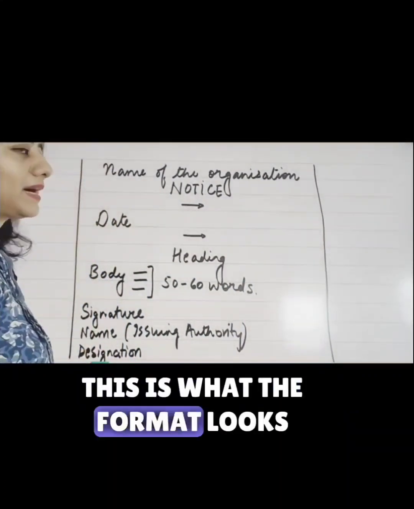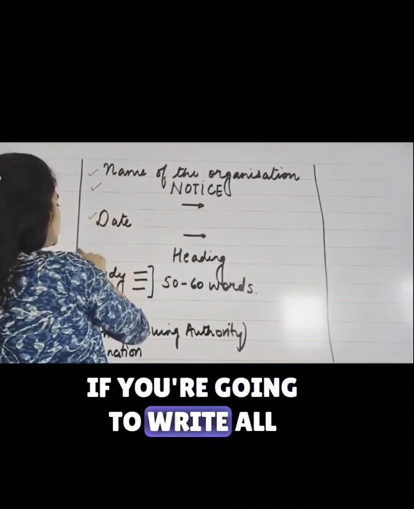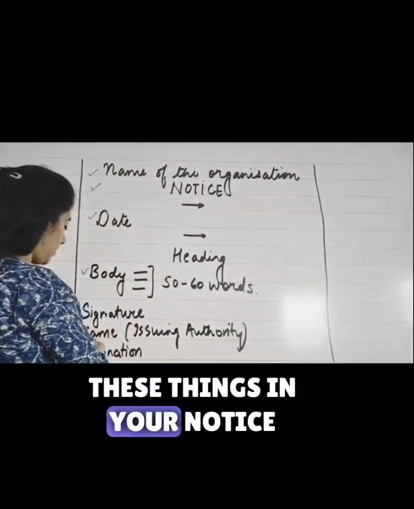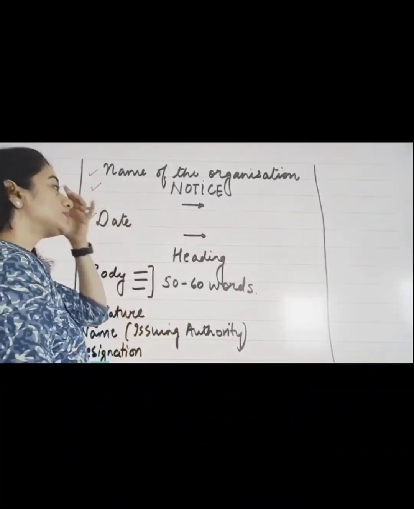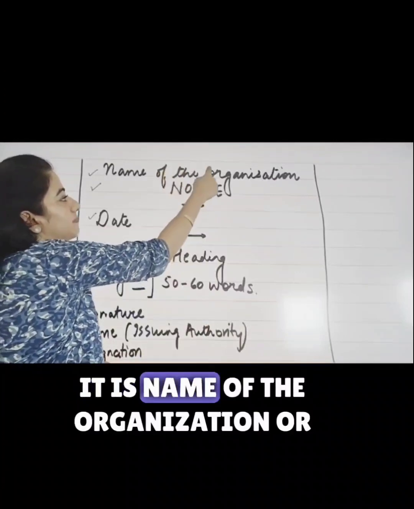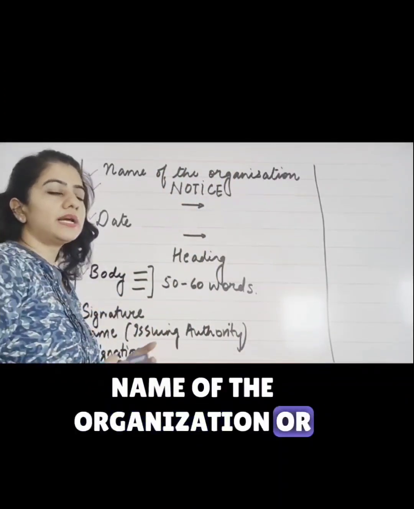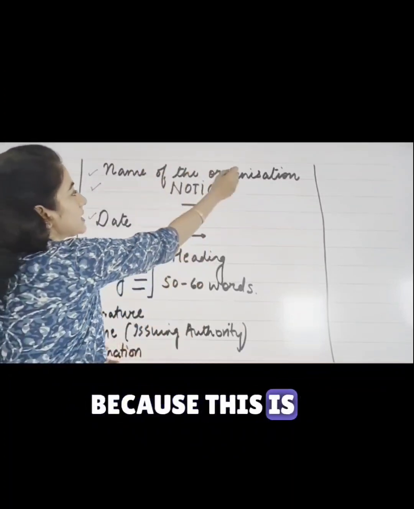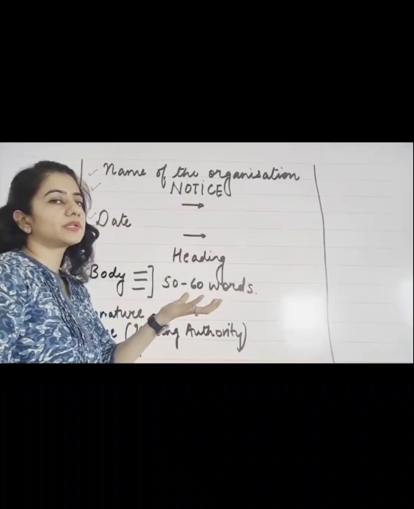This is what the format looks like. It means that if you're going to write all these things in your notice, then you're going to secure 1 mark out of 1. So what is the first thing that you need to write in a notice? It is the name of the organization or institution, because this is the one that issues the notice, right? So it's the issuing authority.